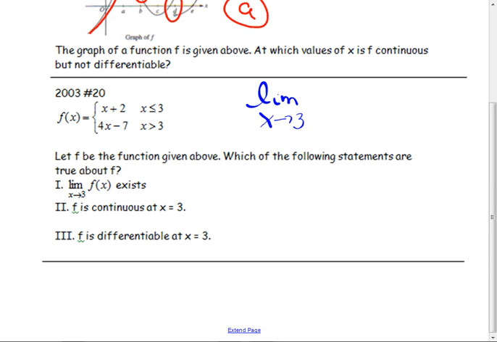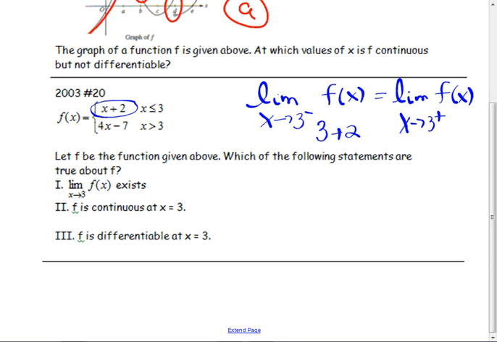And I have to look at the limit of f of x from the left, and I have to look at the limit of f of x from the right. Remember? You got to check from both sides. Now, from the left, I'm going to use this function, which is x plus 2. So what is that going to be? It's going to be 3 plus 2. That's 5. What about from the right? I'm going to use the other function. So it's 4 times 3 minus 7. 12 minus 7 is 5.